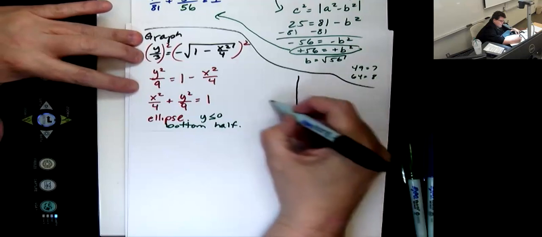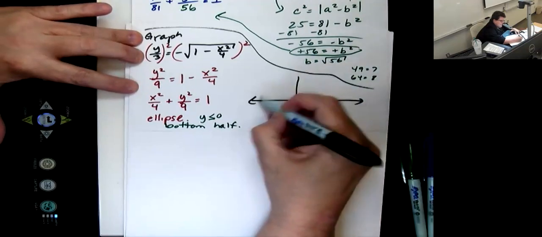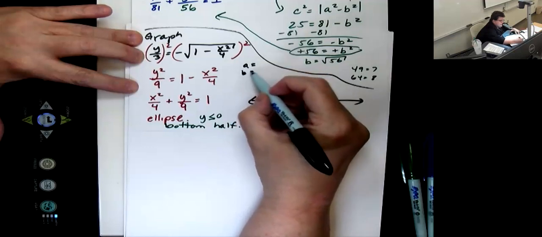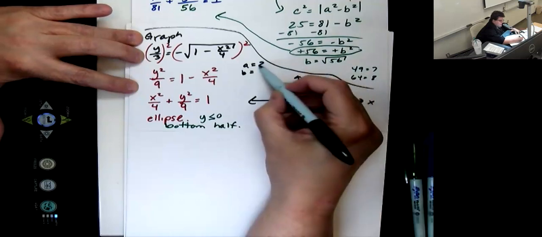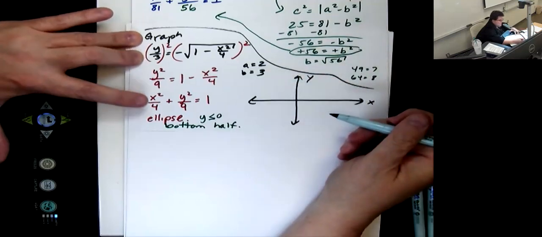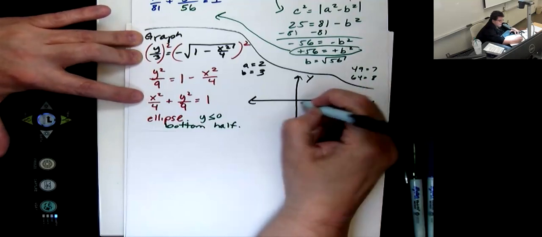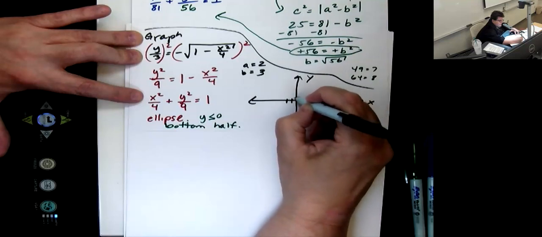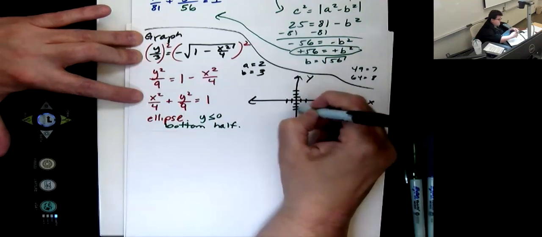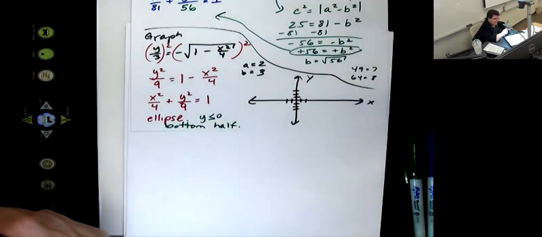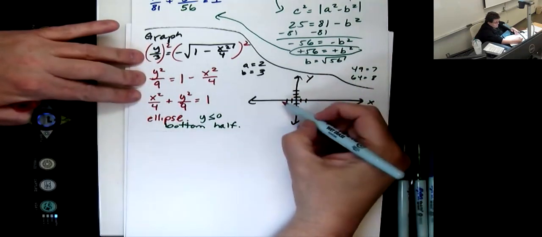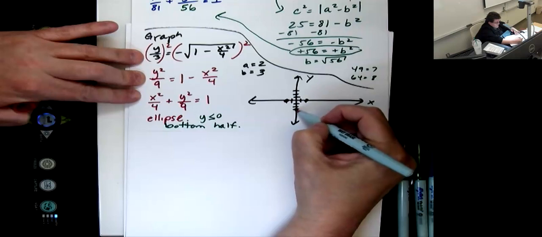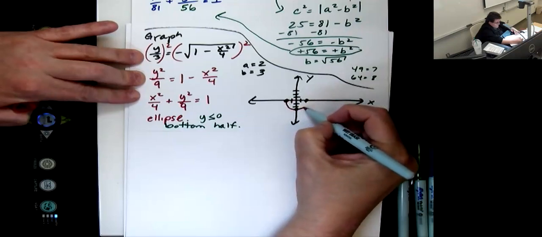So if we were doing x squared over 4 plus y squared over 9, what is a and b here? Two and 3. I don't have an h, k, which means the center is the origin. So I'm going to go left and right 2, up and down 3. But I'm not doing the top half. I'm only doing the bottom half, because it's got to be negative. So it's only this part right here.